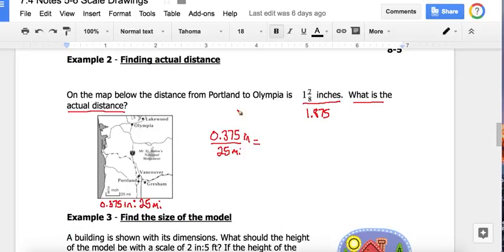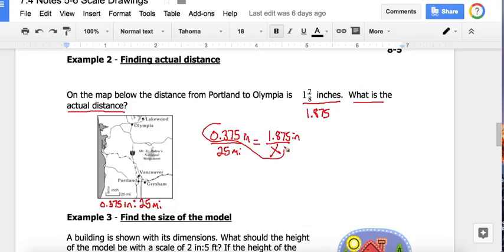And then on the other side, we got to make it look exactly the same. So now on the right side, I have to make sure it says inches over miles. So I have 1.875 inches. So I'm going to put that one on the top. And I don't know what the actual distance is, so I'm going to put X on the bottom. So now my label is going to be miles because I have inches over miles, inches over miles.